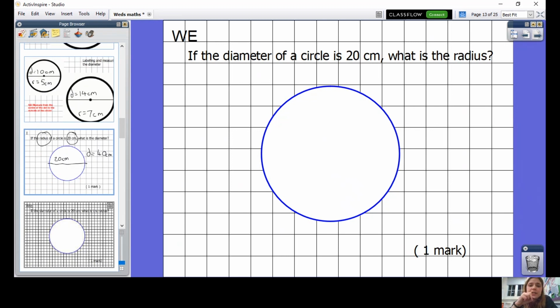Can you have a go at this one? The diameter of a circle is 20 centimetres. What's the radius? In this example, I'm going from the diameter, the longer measurement, to the shorter one. Well done. To get from the diameter to the radius, I need to halve it. Half of 20 centimetres is equal to 10 centimetres. The radius is 10 centimetres.